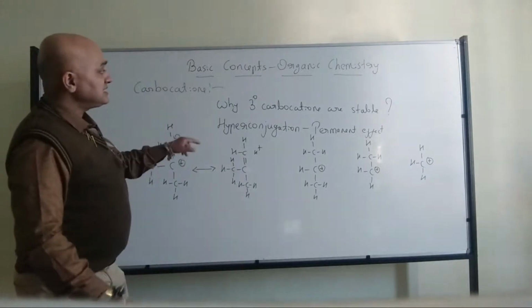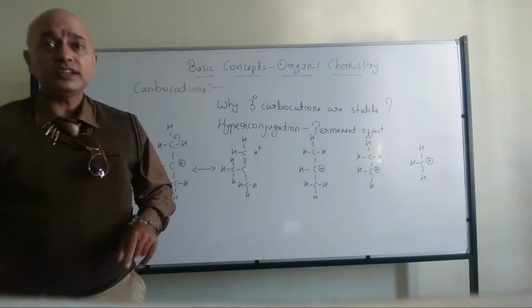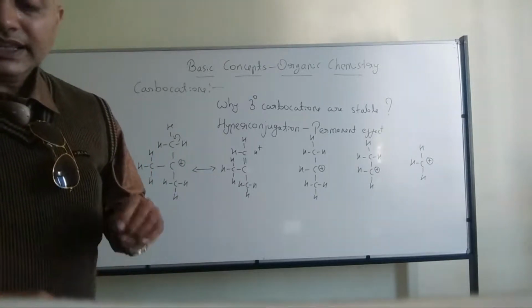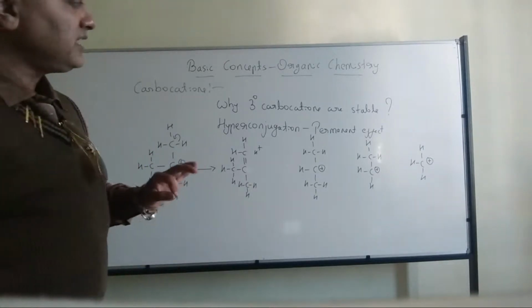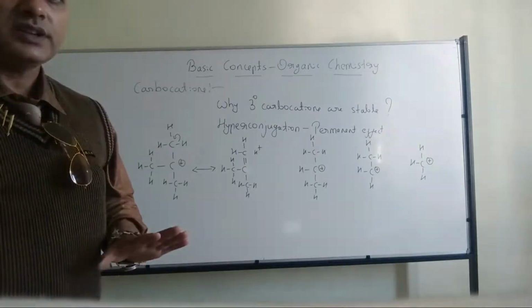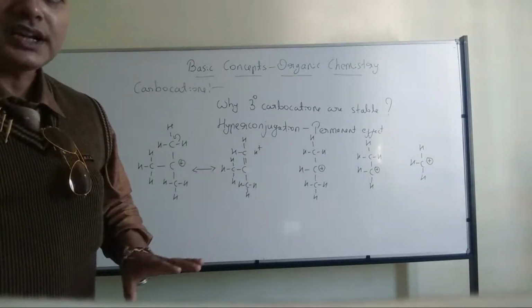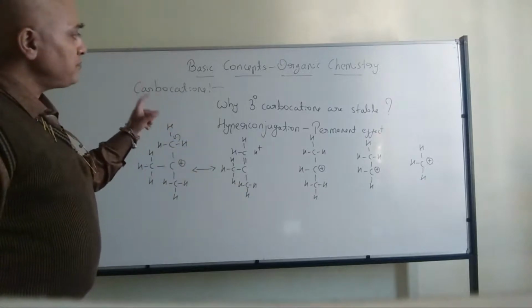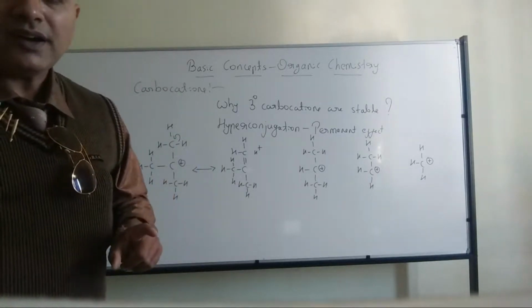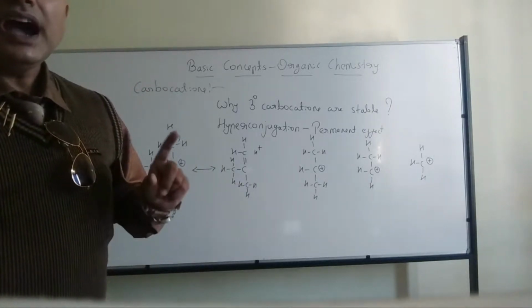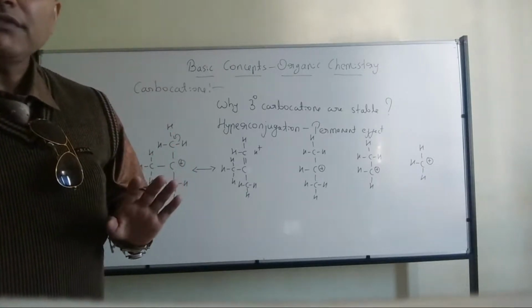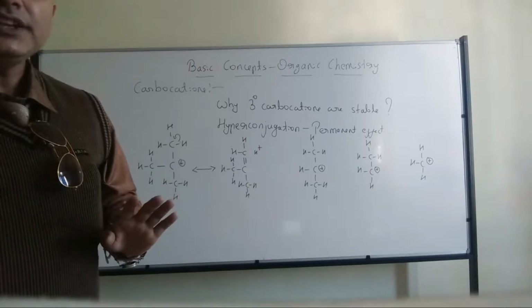So this is the reason, due to hyperconjugation, tertiary carbocations are stable. In general, yes, carbocations are unstable, no doubt. But when it comes to tertiary carbocations, they are quite stable because of the hyperconjugation phenomenon. All of you have understood? Any doubts?